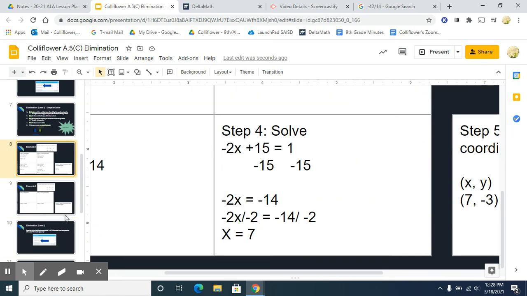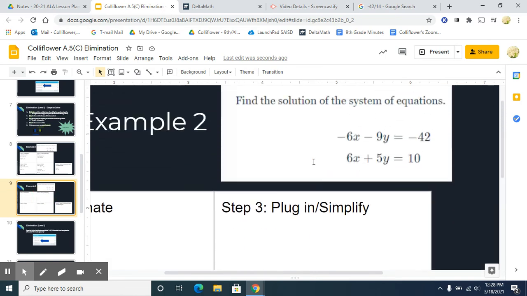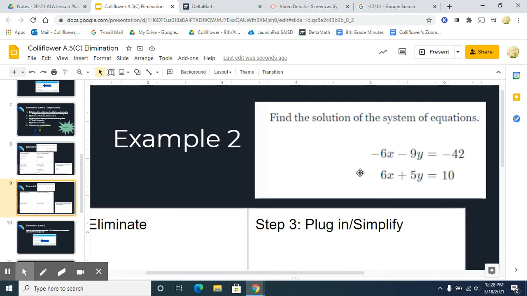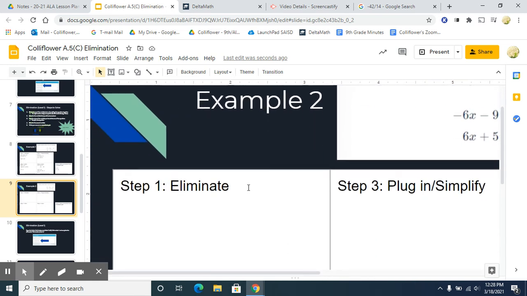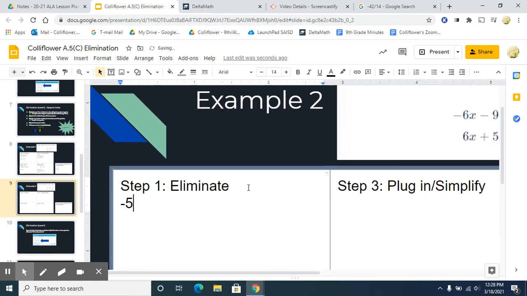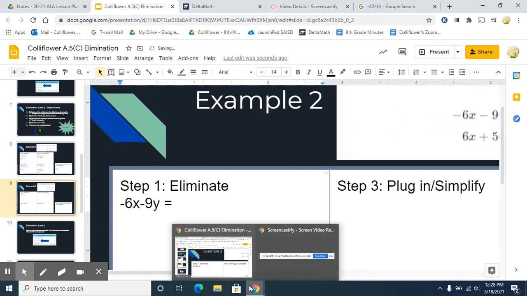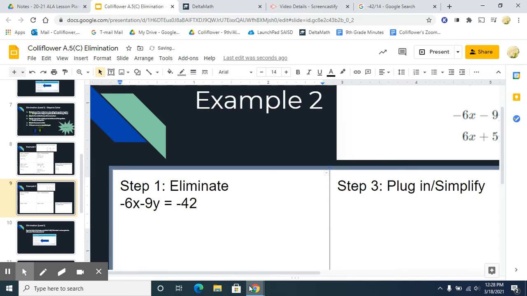Example 2 says, find the solution of the system of equations. We've got negative 6x minus 9y equals negative 42, and 6x plus 5y equals 10. So I've already got a situation where I can use elimination. I've got negative 6x and 6x. So first let me write my equations here. Negative 6x minus 9y equals negative 42, and 6x plus 5y equals 10.